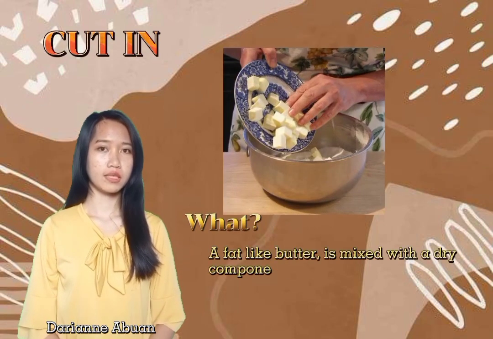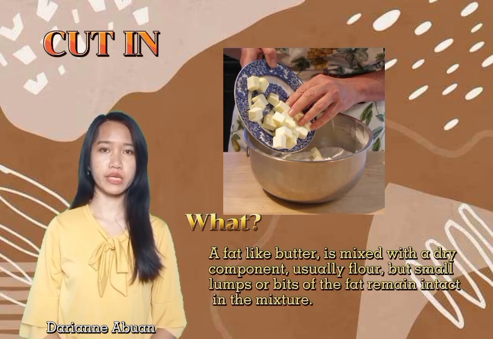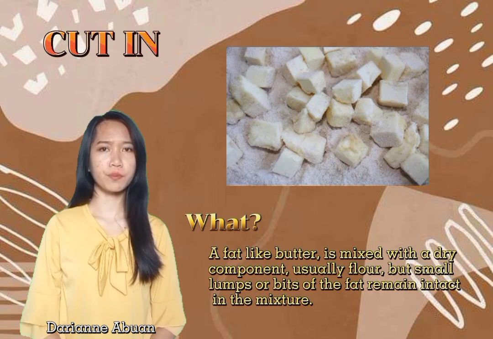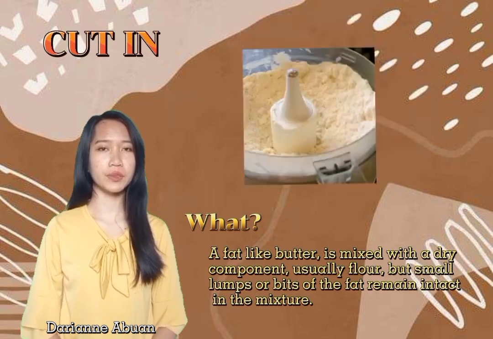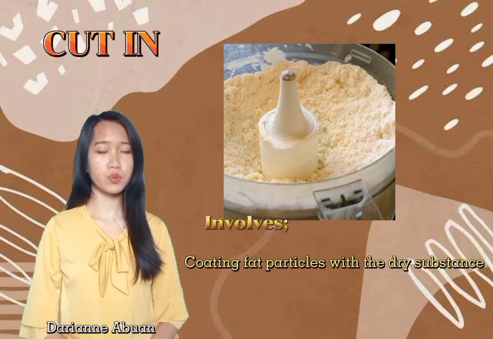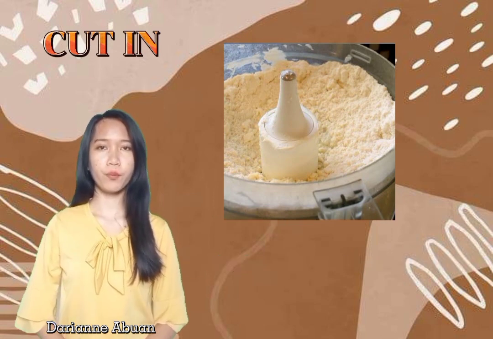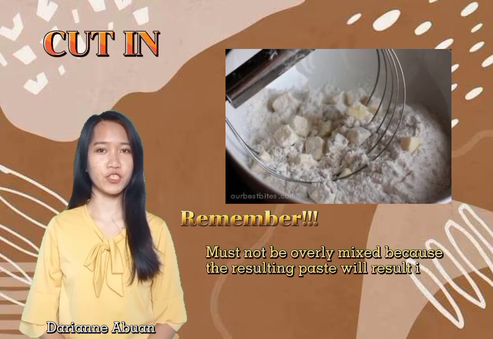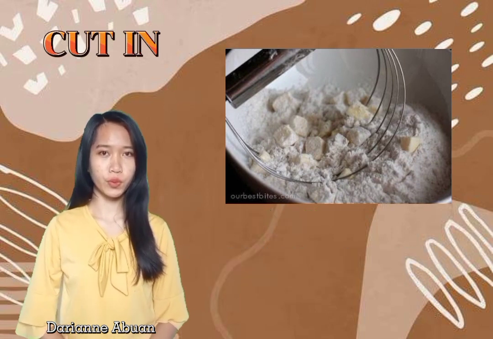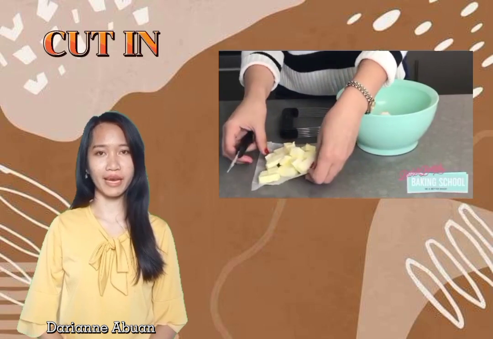Using a technique called cutting in, a fat like butter is mixed with a dry component, usually flour, but small lumps or bits of the fat remain intact in the mixture. Basically, this involves coating fat particles with a dry substance. The components must not be overly mixed because the resulting paste will end in a poor final product. So, it is important to keep that in mind.